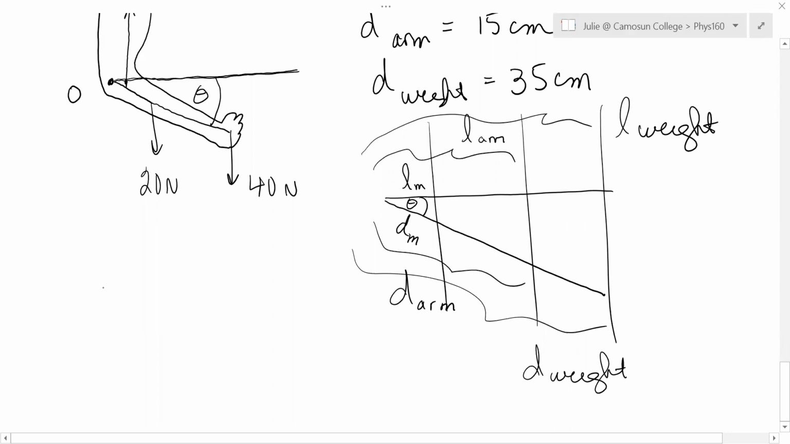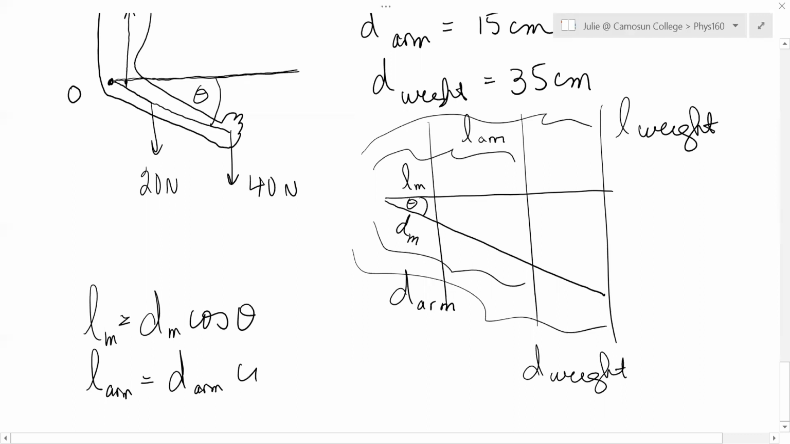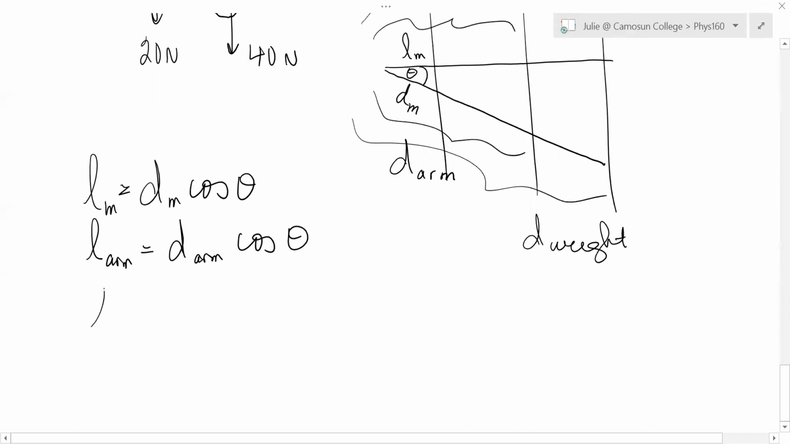And the deal is that this L is close to the angle. So L is cos. So L muscle is D cos theta. L arm is D cos theta. And L weight is D cos theta. So it's always cos theta. And now you just recalculate all those, so they would all be different depending on theta. And then you proceed exactly as you did before.